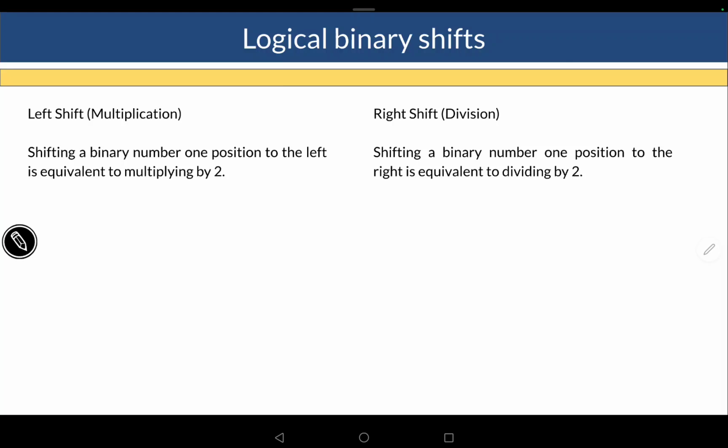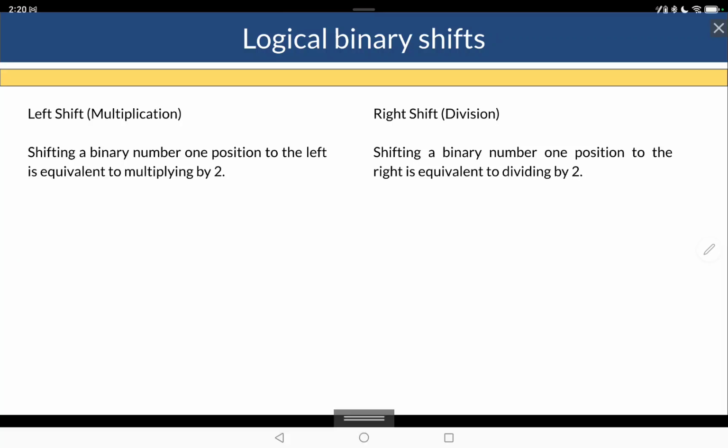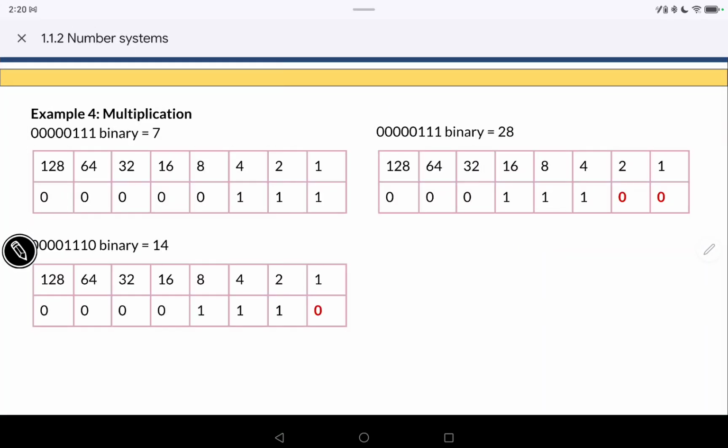Now let's look at the concept logical binary shift. In a computer system, we can also perform multiplication and division. But in the case of logical binary shift, when we multiply, we are multiplying by 2, and when we divide, we are dividing by 2. So when we shift the binary to the left, it means multiplication. And when we shift to the right, it means division. Let's look at an example.